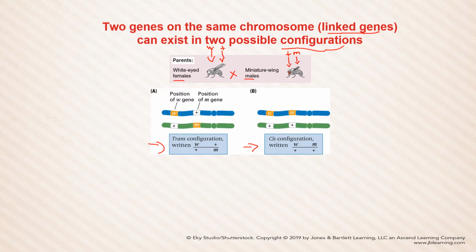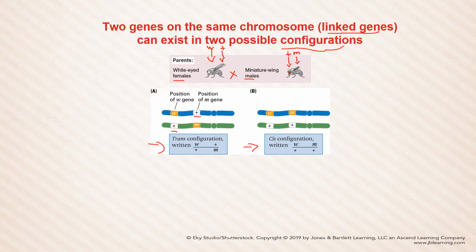Now after we cross them, the progeny that we can get could be different. We can have a trans or a cis configuration. Let me show you an example. Let's start with A, which is trans. As we said, here we have one wild type and the other one wild type here, and they are on different chromosomes, so they will be considered trans.